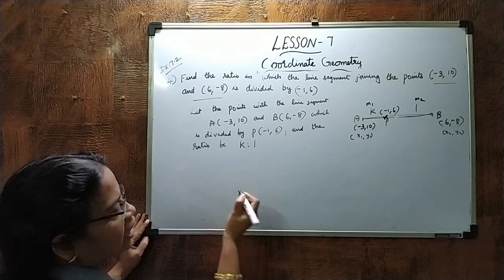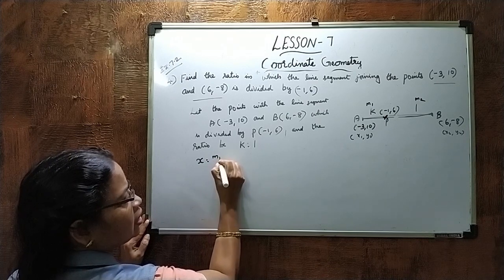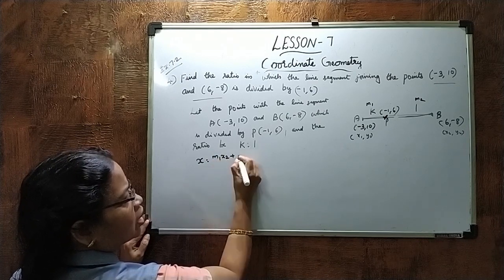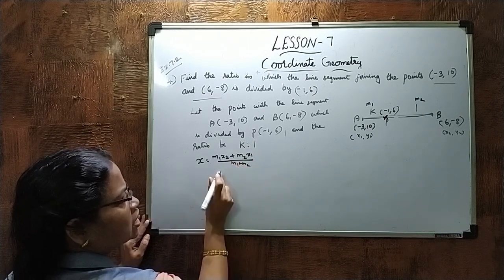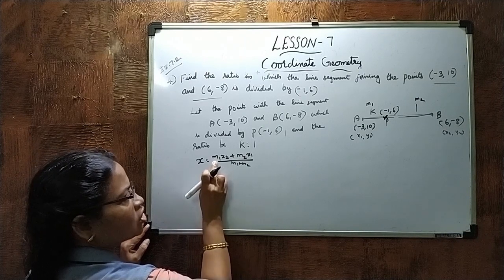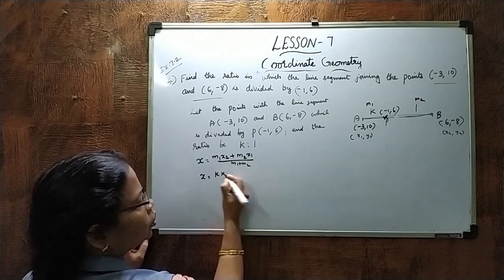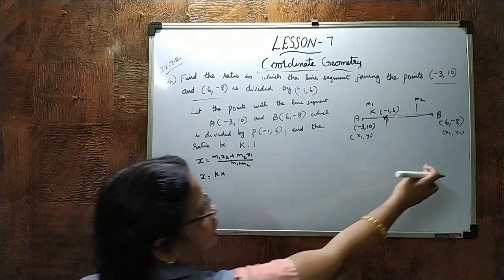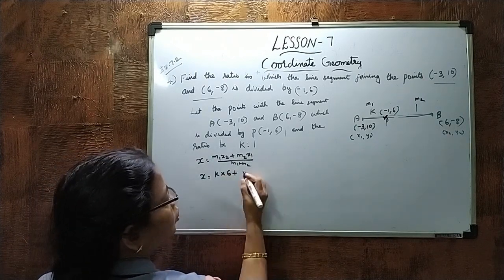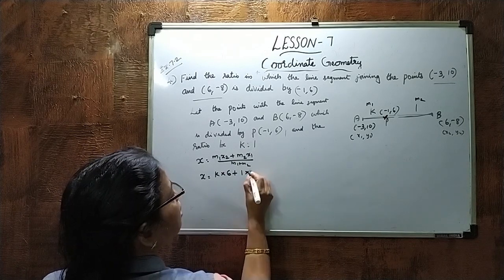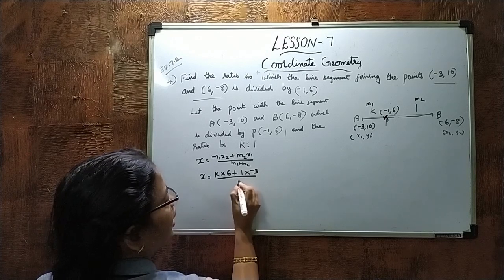First, how will you find the X coordinate? X is equal to, what is the formula for that? M1 X2 plus M2 X1 divided by M1 plus M2. This one we will write as: instead of M1, what will you write? X is equal to K into X2. What is X2? Here it is 6. K into 6 plus M2 is 1, 1 into X1 is negative 3, divided by M1 plus M2, which is K plus 1.